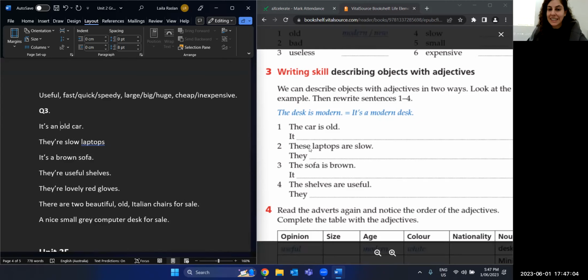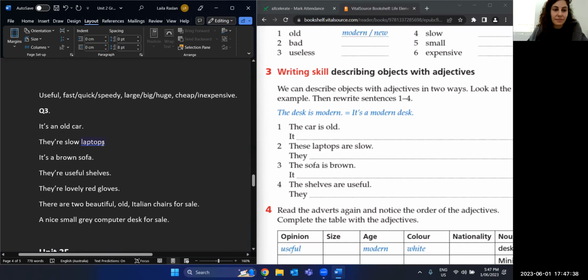Okay, number two, these. So remember we looked at these, plural, many. So not just one laptop, but many laptops. And these is close. It's not those, far away. So these laptops are slow. Are, that's to be. We have to also put this in the plural. I can see the noun is in the plural and this is in the plural. So these laptops are slow. They are or they're slow laptops. Yeah, they are slow laptops.